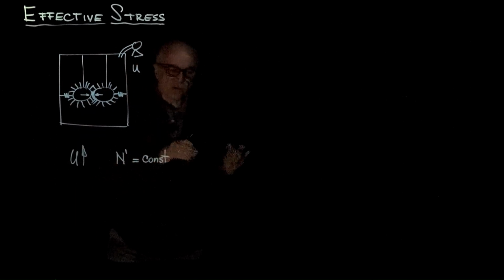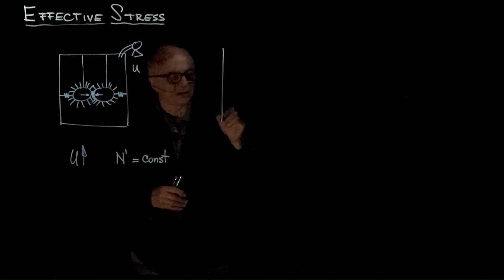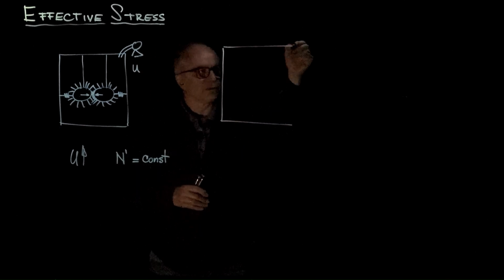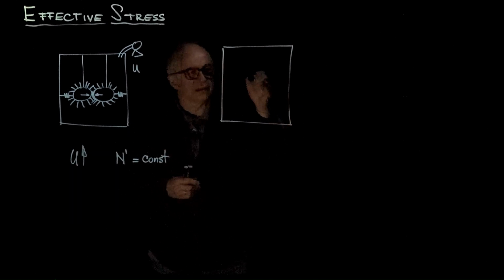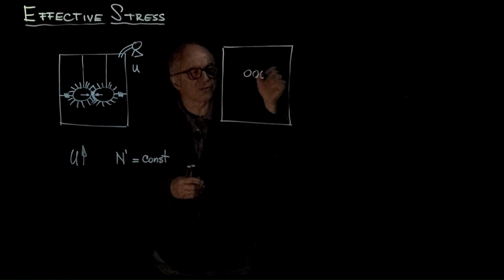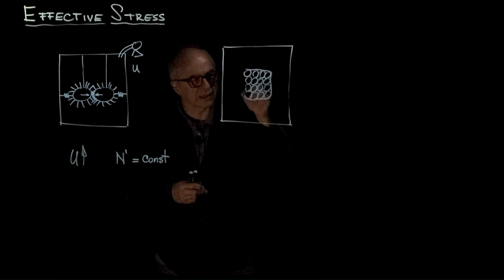We can go one step further and let's consider the following situation whereby we also have a rigid container chamber and we put lots of grains in contact with each other, and we are going to surround this with a latex membrane like we do in the triaxial test.